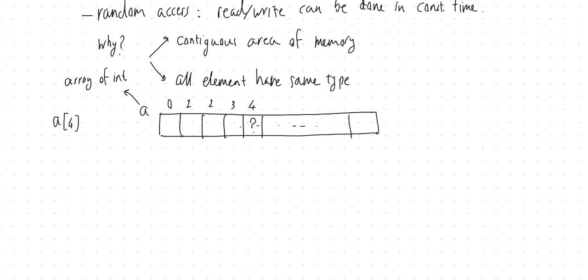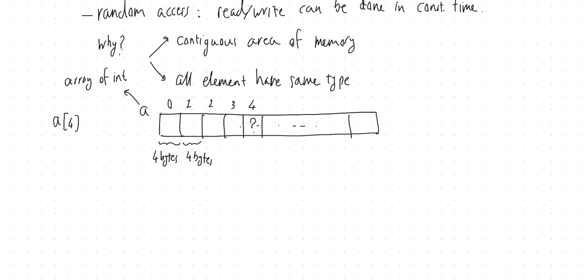Now, we know that in C++, every integer occupies 4 bytes in the memory. So remember I told you that the name of the array is the address of the beginning of the array, a pointer to the beginning of the array, right? So if I know A, then I know the address of the beginning of the array. And then for the second one, I only have to go 4 bytes forward because of the contiguous area of the memory. And then for the next element, I need to go 4 bytes forward again, and then 4 more bytes, 4 more bytes, and so on.